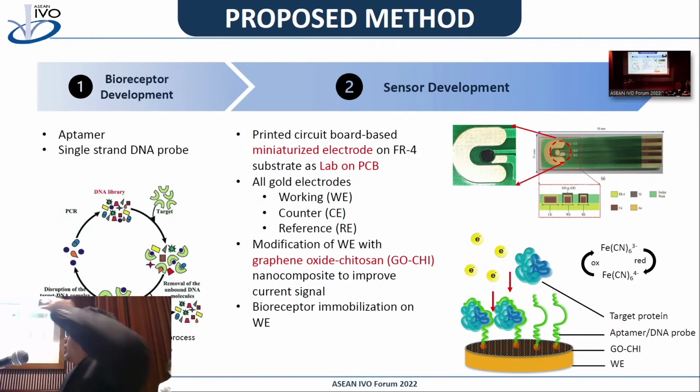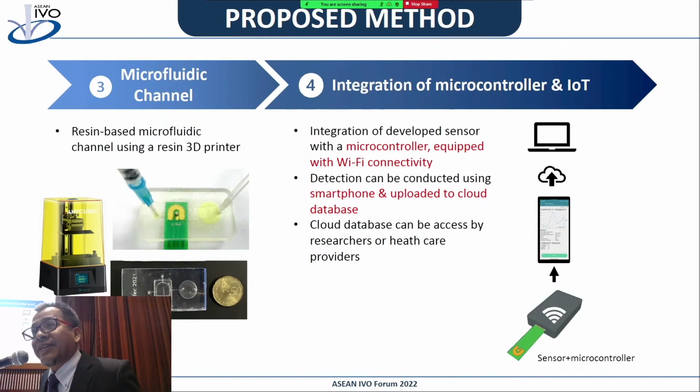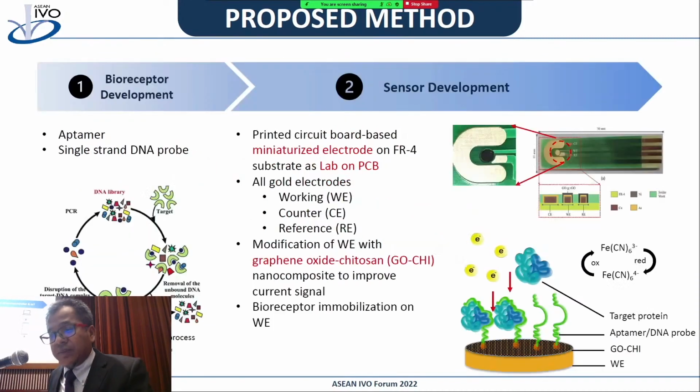Then let me continue with our proposed method. We have a group from the Institute of Molecular Medicine to help us develop the protein, that means the probe, to detect the carrier and also the infections. Then in our group, we develop our own electrochemical sensors using the concept we call lab on printed circuit board. So what is the uniqueness of the sensors?